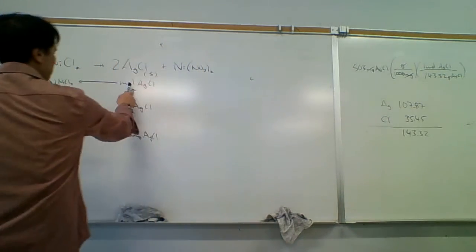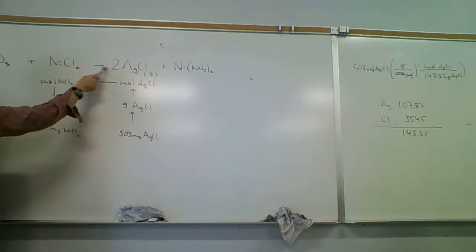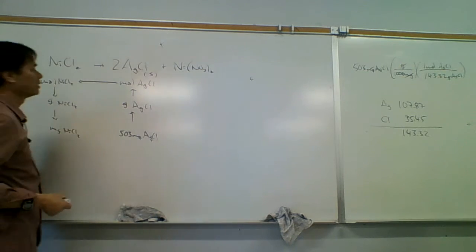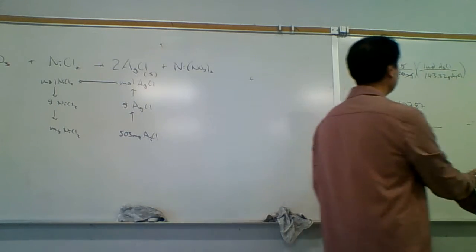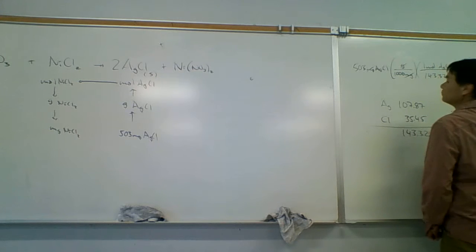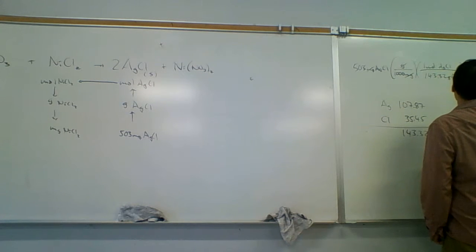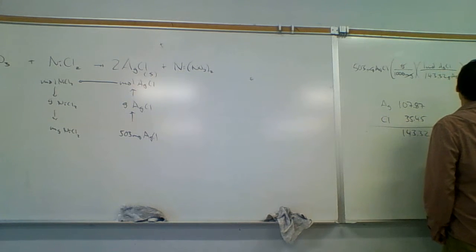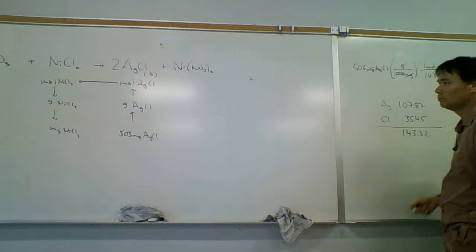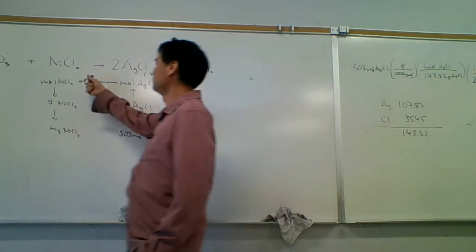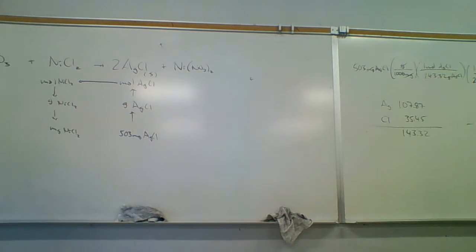Okay, once we're on moles of silver chloride, then we can just use the stoichiometric ratios to figure out how many moles of NiCl2 we need. We're going to have 1 mole of NiCl2 for every 2 moles of AgCl. And so 1 mole of nickel 2 chloride is consumed for every 2 moles of silver chloride that's precipitated.